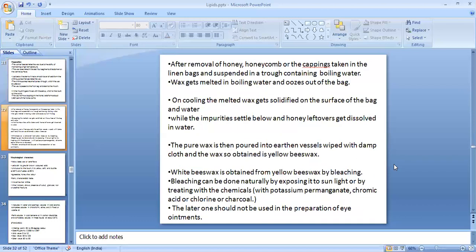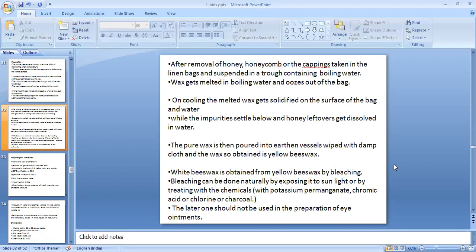And after the removal of honey, the honeycombs or the cappings are taken and kept in linen bags, and these bags are suspended in a trough which contains boiling water, sometimes dilute sulfuric acid. When the wax is kept in the boiling water, packed inside the linen bag, it gets melted and oozes out of the bag. On cooling, the melted wax gets solidified on the surface of the bag, and also some wax floats on the water. While all the impurities will get settled down in the bottom of the trough, and if any honey is present, it gets dissolved in the water.